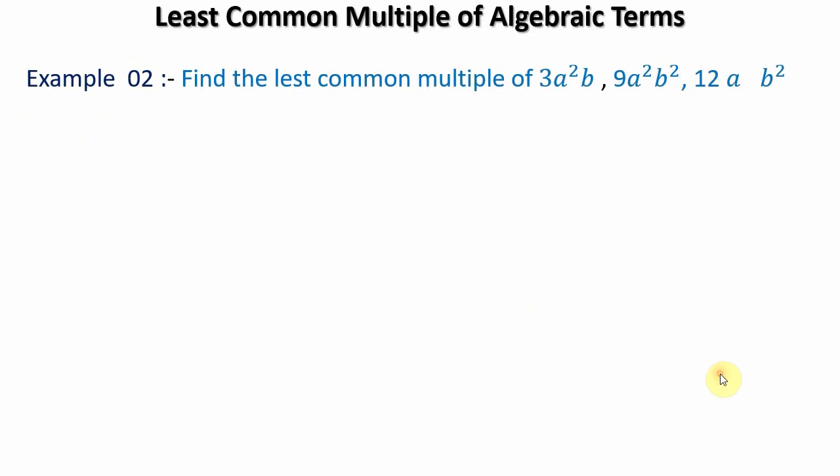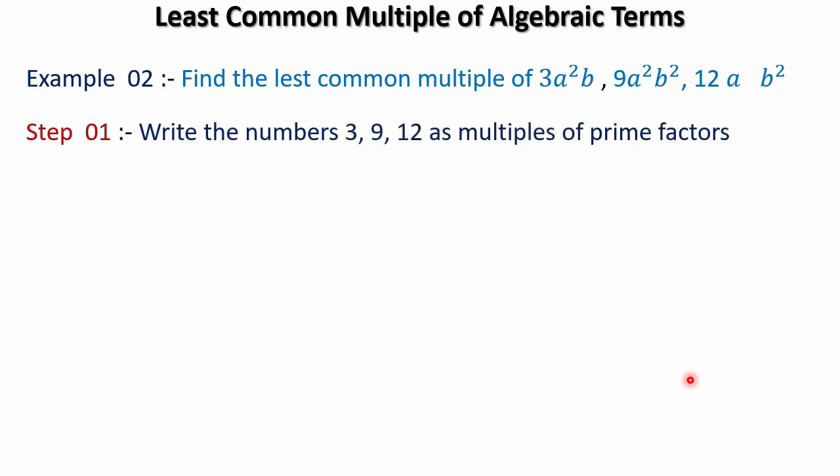Now we move to example number 2. We're going to follow the same steps. Find the least common multiple of the algebraic terms 3a square b, 9a square b square, 12a b square. First of all, we're going to select the numbers only. We're going to consider the numbers.